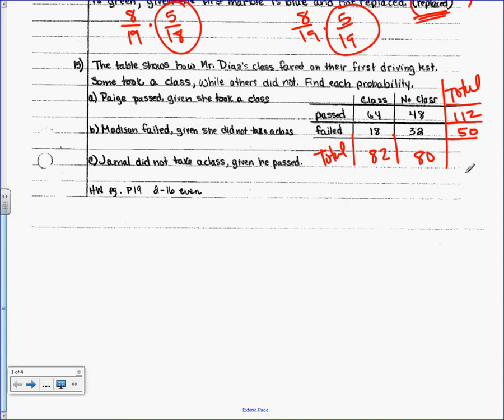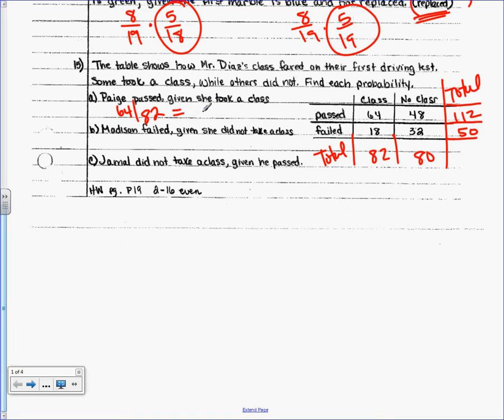Part A, find the probability Paige passed given she took a class. This is, again, that conditional probability. Find the probability she passed given she took a class. So the people who passed and took a class is right here. Do you see what I'm saying? Those people passed and took a class. So the probability that she's one of them is 64 out of, and here's how you find the total, okay? She passed given she took a class. How many kids took a class? And yeah, 82. Good. So it's the 64 out of the 82.